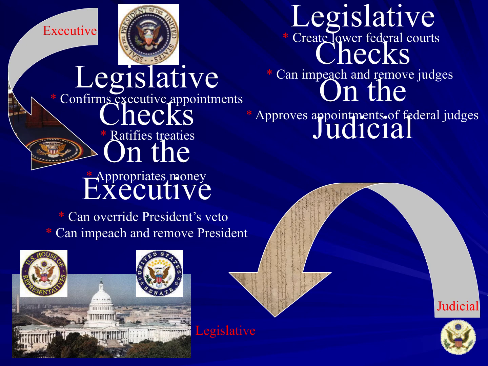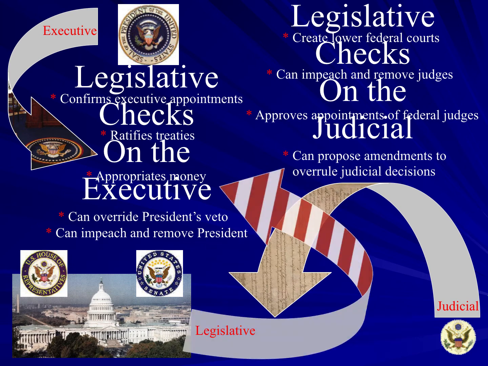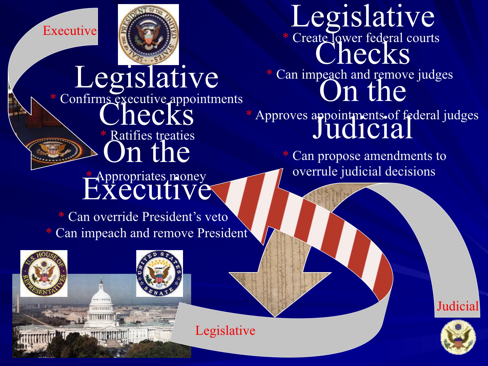I just mentioned Brett Kavanaugh and Neil Gorsuch, the most recent ones, and that the legislature can propose amendments to overrule judicial decisions. So if there's a judicial decision, for instance the gay marriage decision or Roe v. Wade, two of the more controversial ones, the legislative branch could propose an amendment to the Constitution to override those decisions. Okay, this is getting very busy.